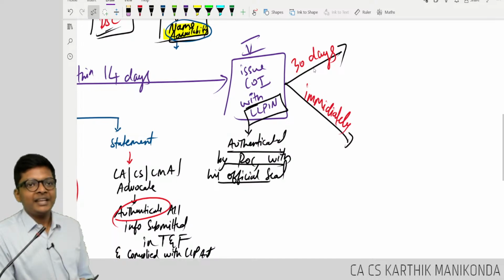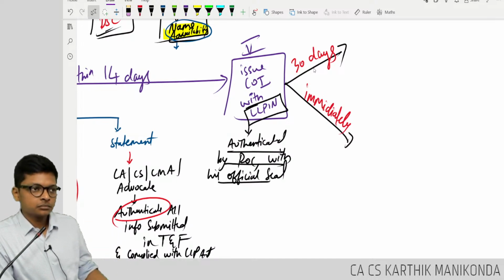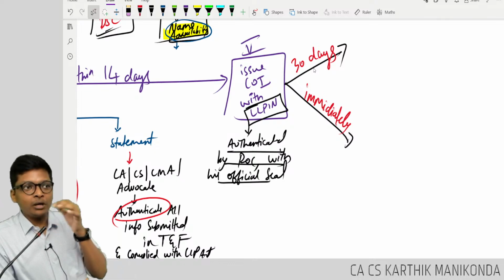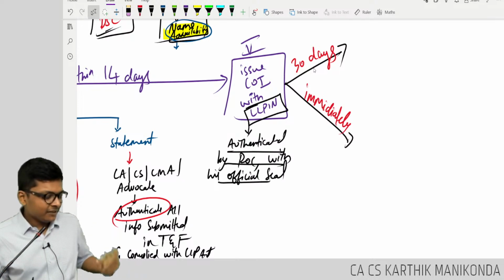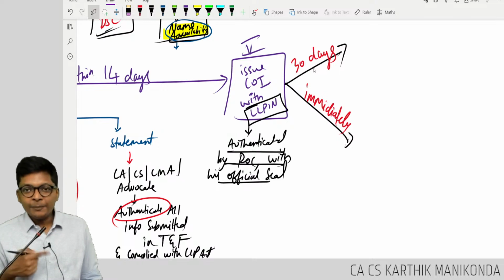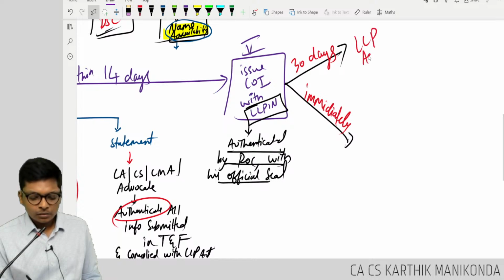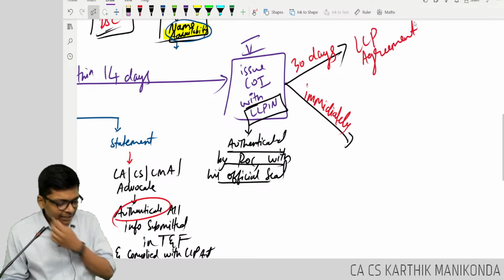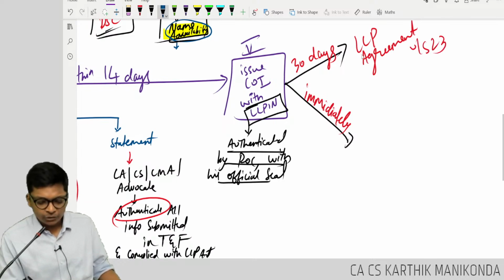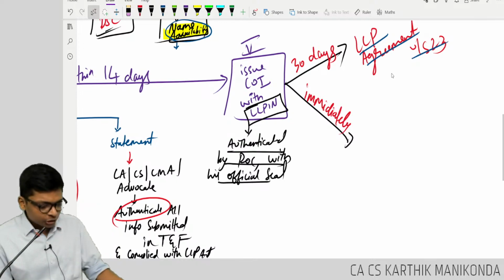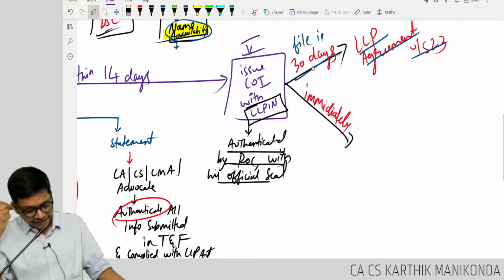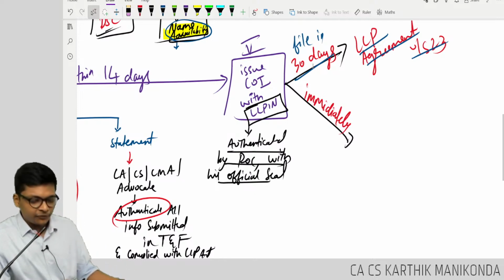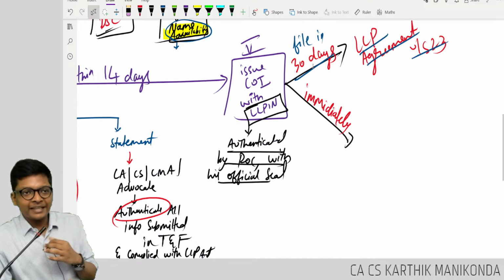In partnership firm, we had something called partnership deed. In company, we have something called MOA, AOA. You will have studied. Then for LLP, I need to have something called LLP agreement. LLP agreement under section 23, that anyway I will see today, has to be filed with ROC within 30 days. LLP agreement. Are you guys following? Clear? Within 30 days of receiving certificate of incorporation, I will file.